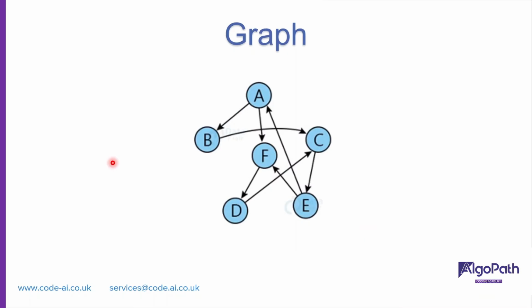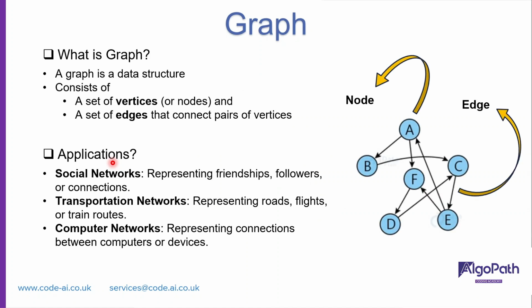So this is graph. This is something that should come to your mind when you think about graph. So what is graph? A graph is a data structure which consists of a set of vertices or nodes and a set of edges that connects pairs of vertices. So in this picture, these are the nodes A, B, C, D, E, F, and the arrows that we can see here, these are the edges.